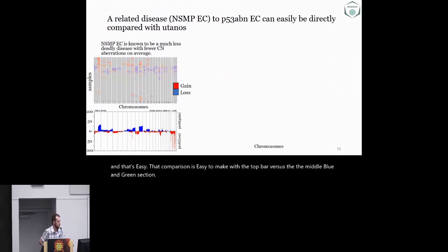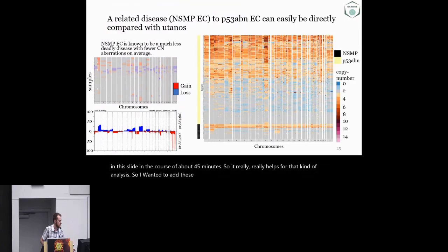So a related disease to P53 abnormal endometrial carcinoma is the NSMP that I mentioned. And with Utanos, just adding that NSMP group in with the P53 abnormal group was quite easy. Of note is that I was able to make all of these plots over the last slide and this slide in the course of about 45 minutes. So it really, really helps for that kind of analysis. So I wanted to add these samples in with the last group. So just stack them in at the bottom there.